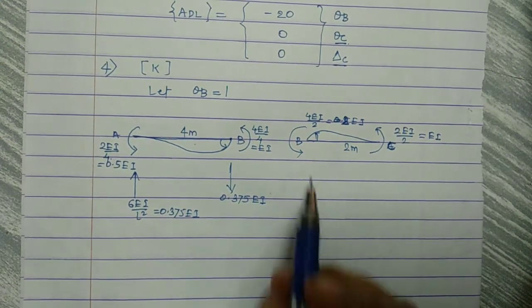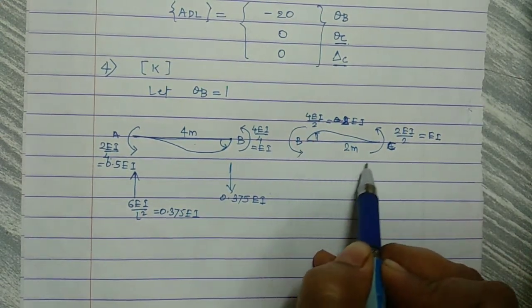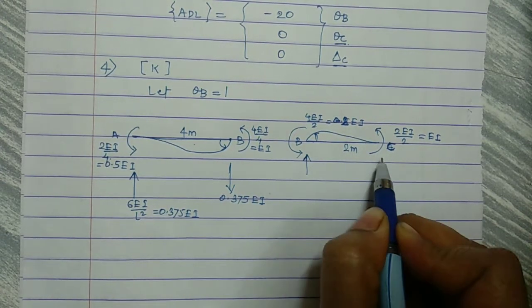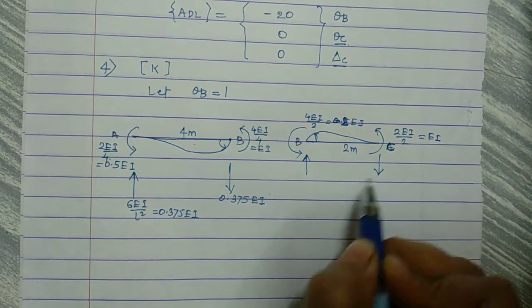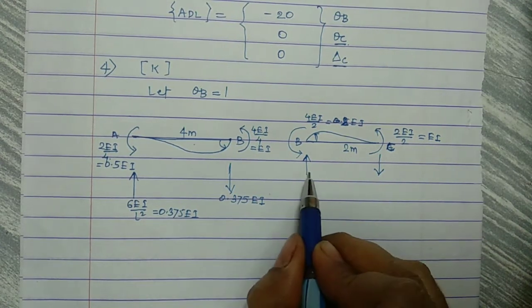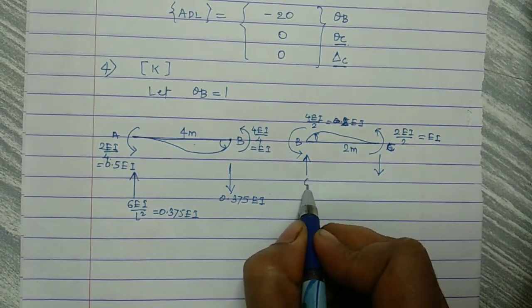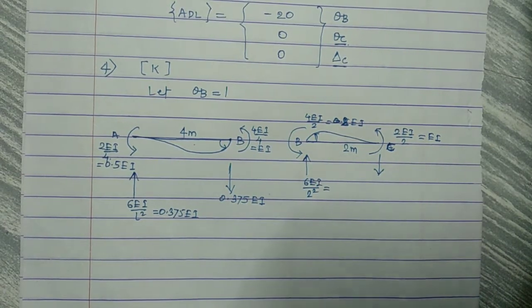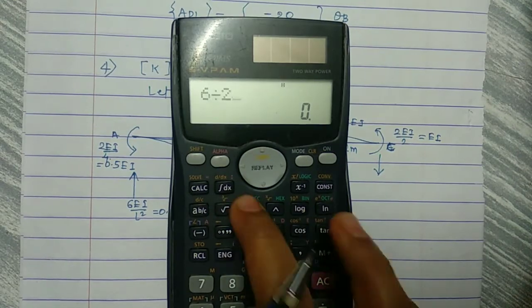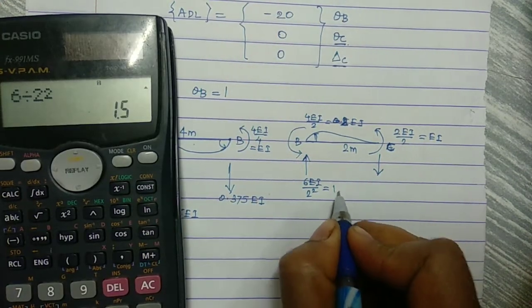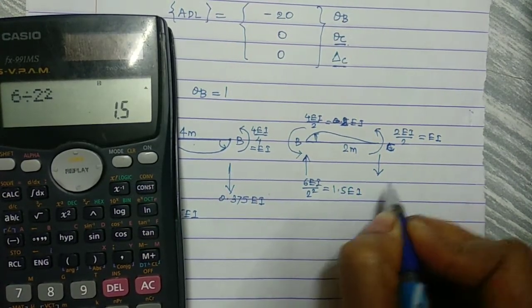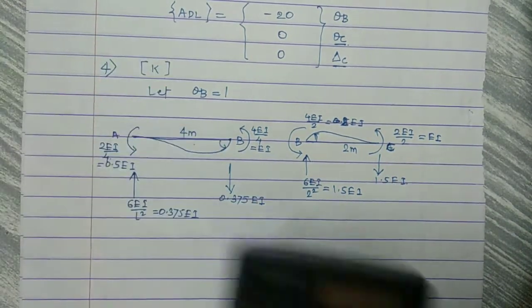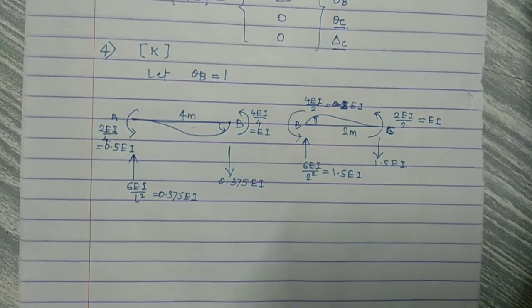Similarly calculate for BC. So BC moments are in an anti-clockwise direction. Reaction should form clockwise. So this reaction at B should be upward, at C it should be downward. Magnitude 6 EI upon L square. L is 2. So here calculate this, 6 upon 2 square, so that is equal to 1.5 EI. Okay. So this first figure is completed.